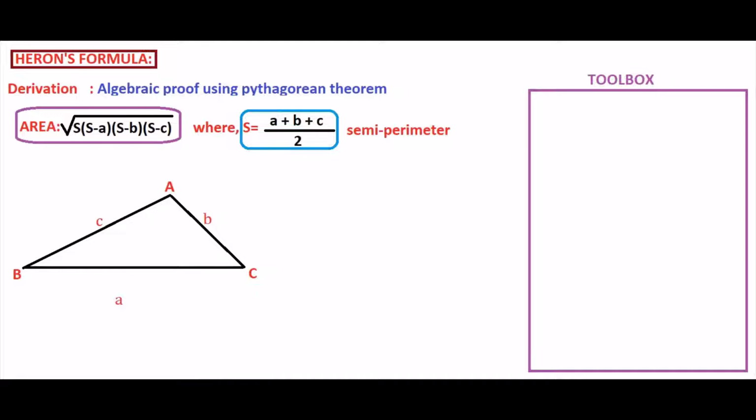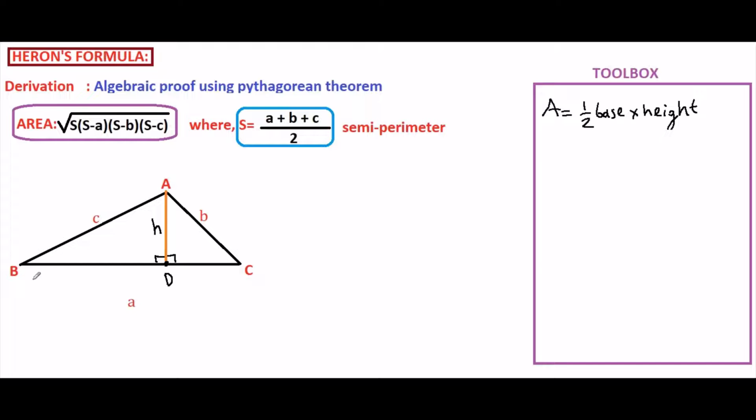respectively. We can construct the height in this triangle. From vertex A, we can drop the height, and we can call this point D. The height is h. Let's call the distance from B to D L. So from D to C will be a minus L.